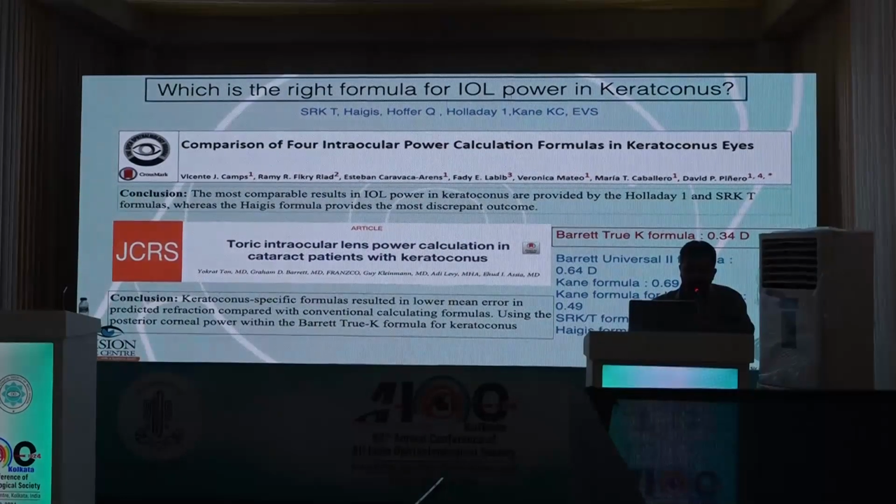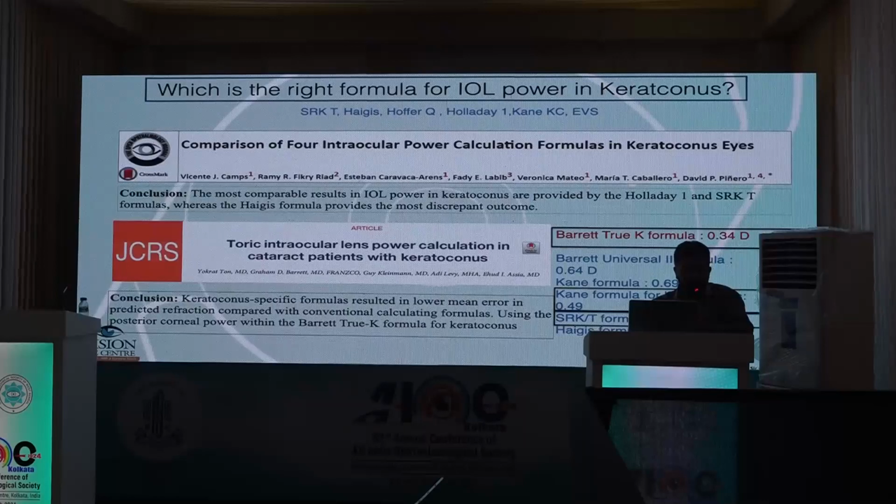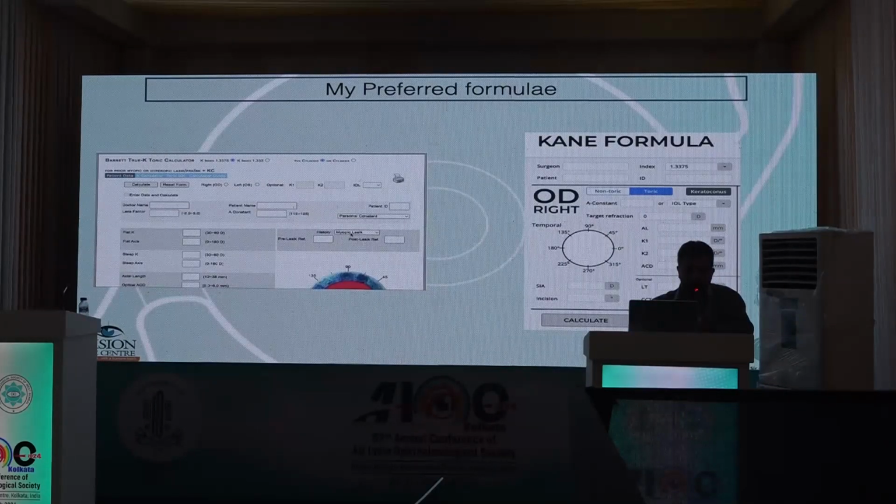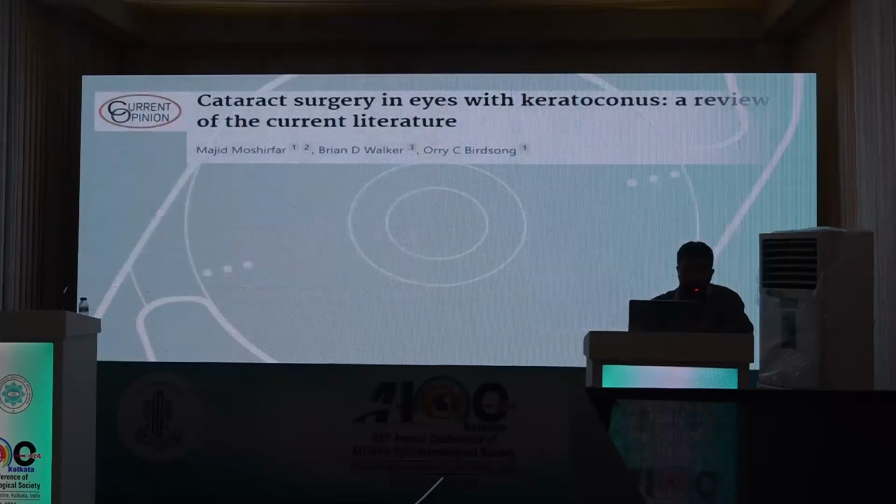Now, which is the right formula for choosing the IOL power in keratoconus? Literature has shown that the best formulas for IOL power calculation with the most accurate outcomes are the Barrett True K formula, the Kane formula for keratoconus, and the SRK-T formula. My preferred formula is again the Barrett True K toric calculator when you're choosing a toric IOL. Here you have the option of selecting that the individual has keratoconus, and the Kane formula for keratoconus also works very well when you're considering a toric IOL.